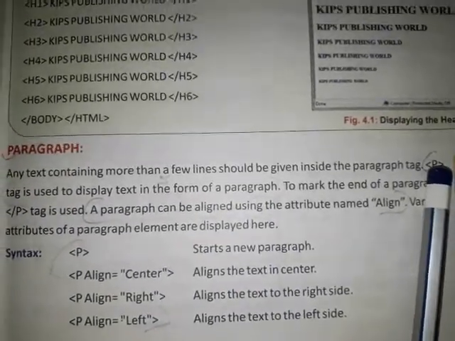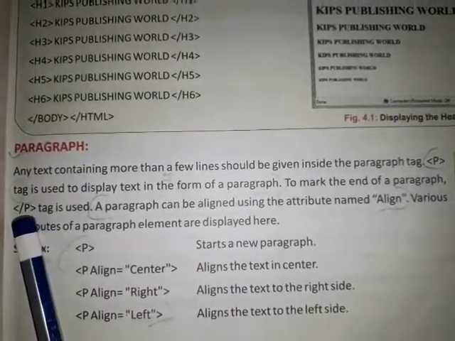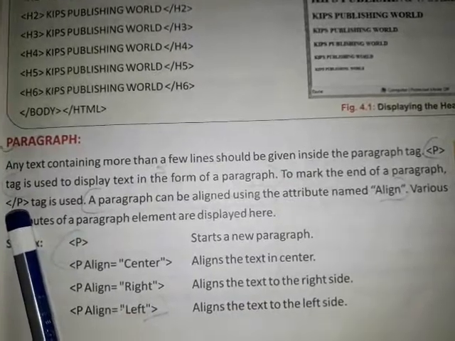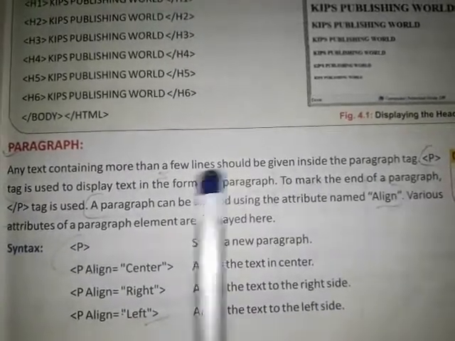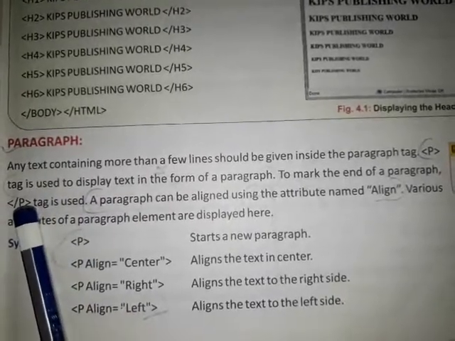It means when you write any text between this opening P tag and closing P tag, you can write the text in the form of a paragraph. To mark the end of the paragraph, the closing P tag is used. Okay, when you write the text, you can close the paragraph.